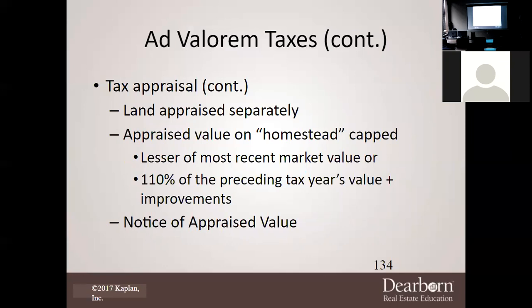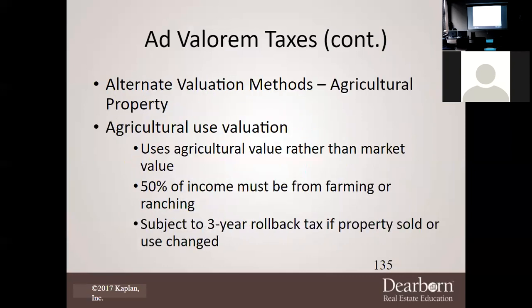The appraised value on a homestead, of course, is capped. It's going to be the lesser of the most recent market value, or 110% of the preceding tax year's value plus those improvements. And again, you will get a notice of appraised value. Okay, and they will send that to you. Now, the alternate valuation methods, of course, deal with agricultural properties.